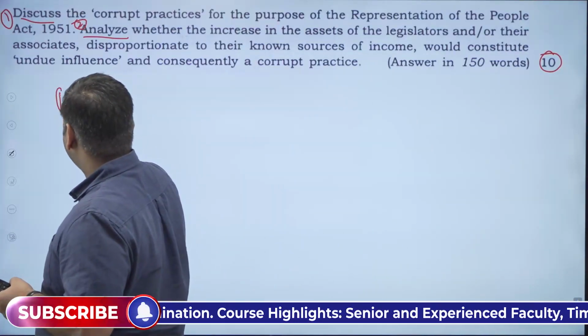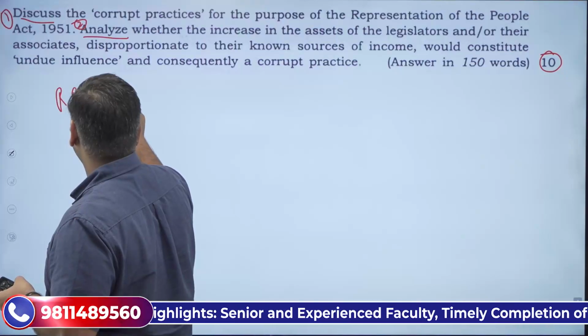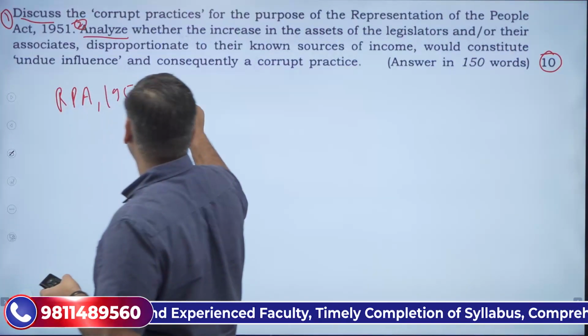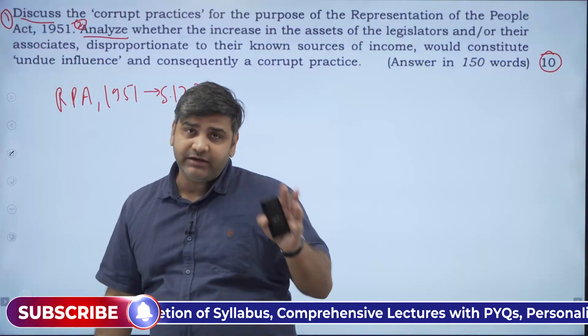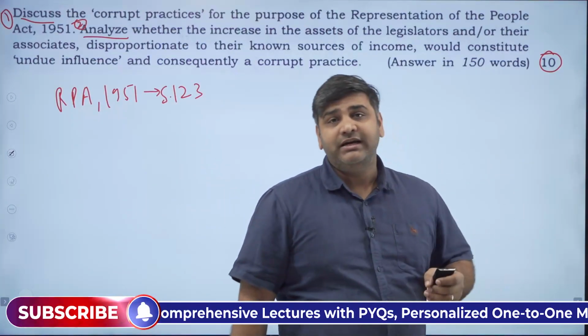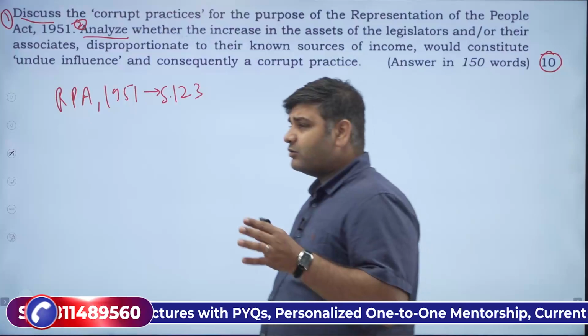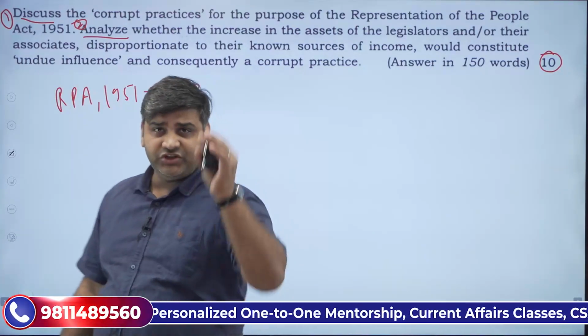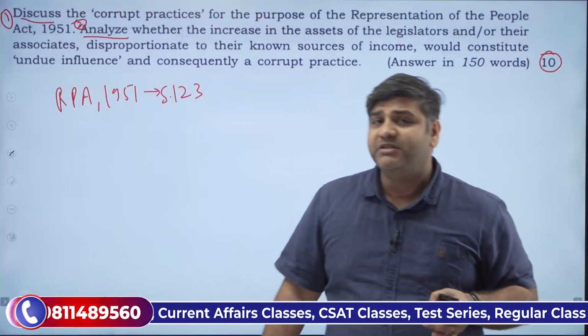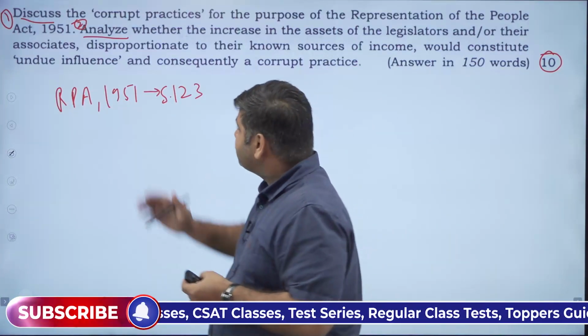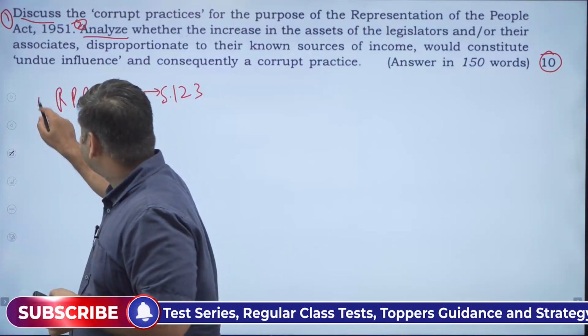So in the Representation of People's Act 1951, you will see section 123. Now this section 123 speaks about corrupt practices and there are around 6 practices which are listed as corrupt practices under section 123 of the Representation of People Act 1951. So this is what is asked in part number 1.